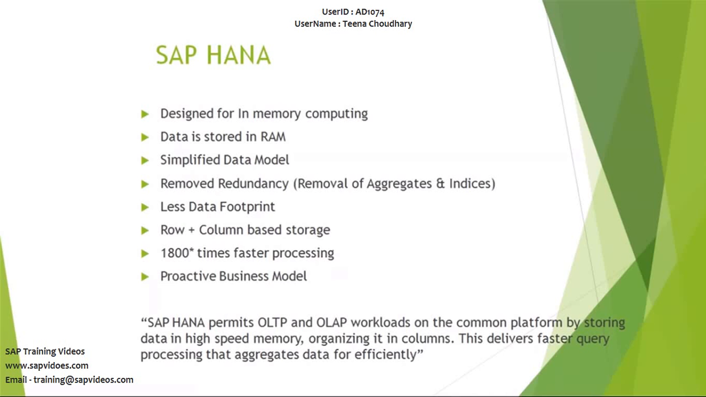Okay. And to compare both, the last line: SAP HANA permits OLTP and OLAP. OLTP is online transaction processing, and OLAP is online analytical processing. So transactions and reports, in short. SAP HANA permits transactions and reporting workload on a common platform. So you don't need a separate set of tables for performing your transactions and reporting.